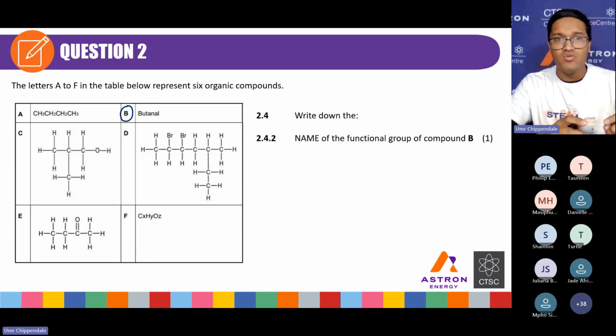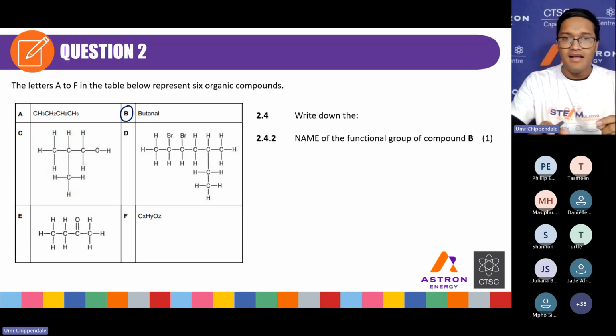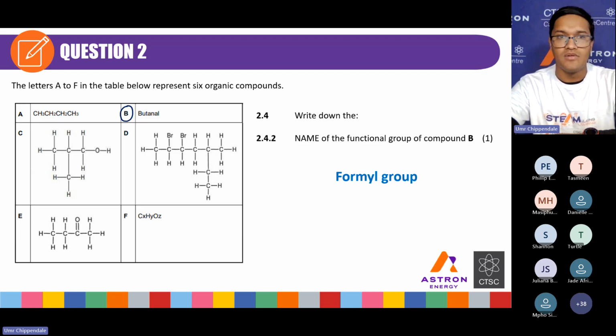Because that's what some people would have written, maybe aldehyde. But they're asking for the functional group. So remember, that is your C double bond O group. And that is what we call a carbonyl group. If they ask you the functional group of an alcohol, which is the OH group, remember, your hydroxyl group. It ends in -yl. As you can see, it's an attachment. So please make sure about that.